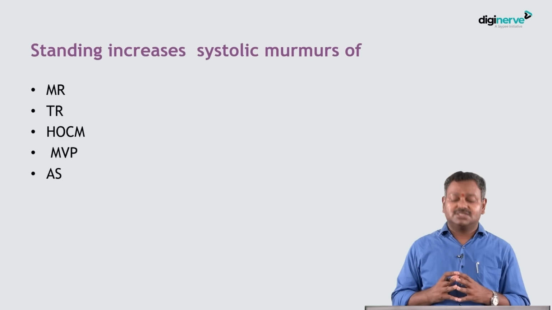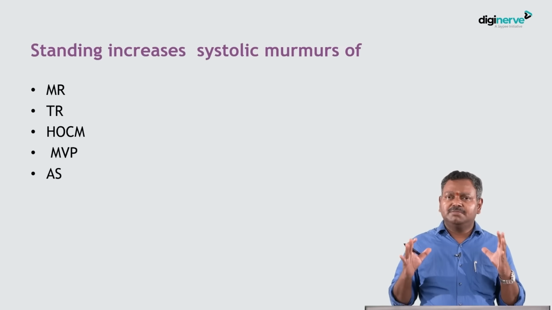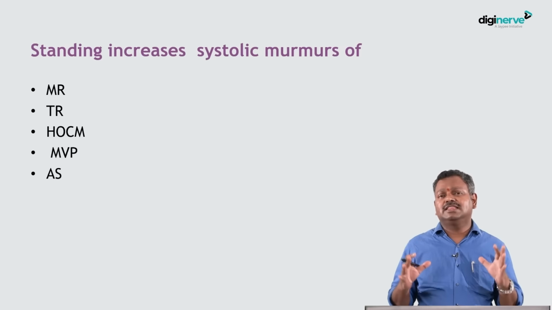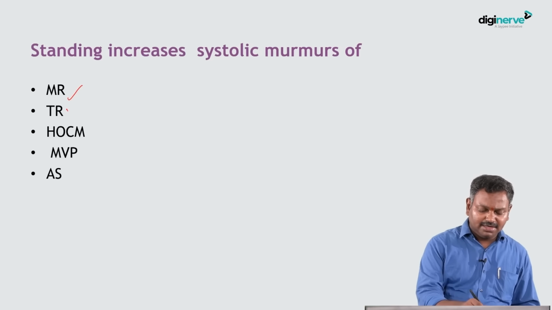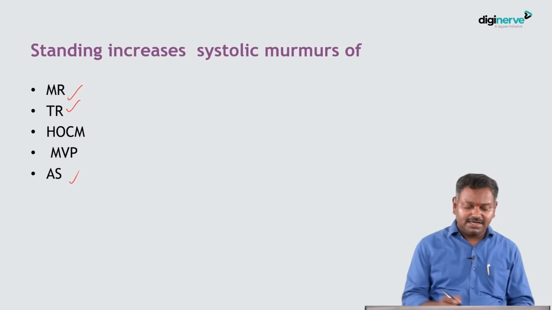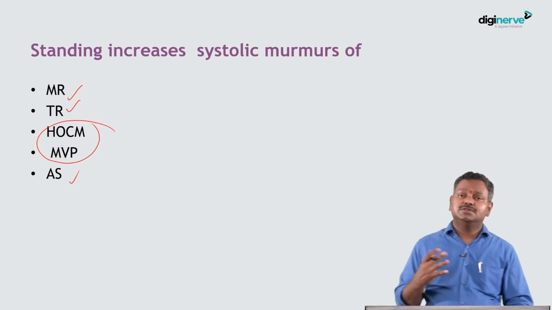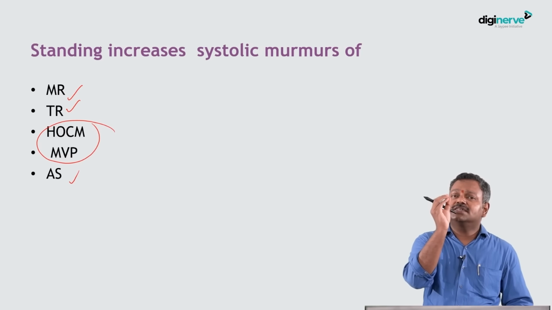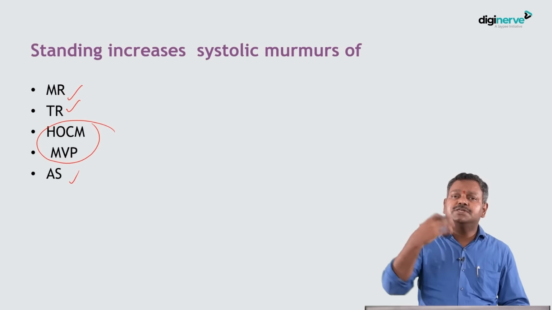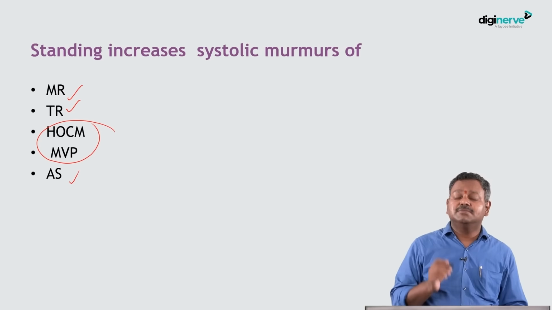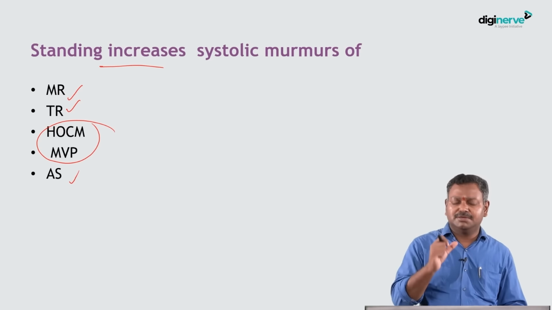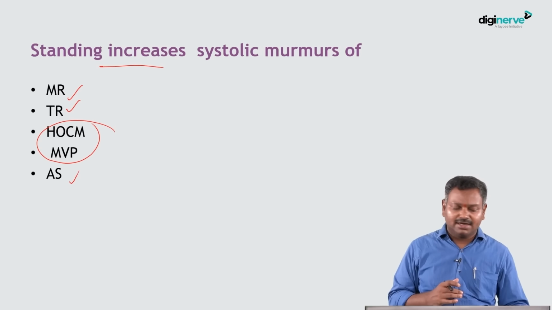Standing increases the systolic murmur of what? Please remember, when the patient stands, the blood flow to the heart will decrease. So the normal things will decrease: MR, TR, AS. These are standard diseases. They decrease on standing. Whereas opposite to that, HOCM and MVP. When you stand, the volume of the ventricle decreases, obstruction will increase. MVP and HOCM are dynamic obstructions which behave opposite of normal. So MVP and HOCM are the ones which increase on standing and they decrease on isometric hand grip. Please remember this, very, very common questions that are asked.